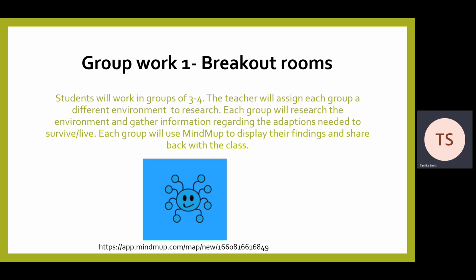To further break down some of the activities during these 10 lessons, let's look at Lesson 2. In Lesson 2, students will conduct an activity using mind maps. This will be done in an online Teams environment. Students will work in groups of 3 or 4. The teacher will assign each group a different environment to research. They will then research this environment and gather information regarding adaptations needed to survive and live. Each group will put all their information into a mind map to display their findings and share back with the class. This activity is being used to explore general adaptations.